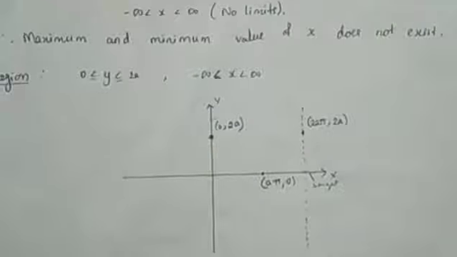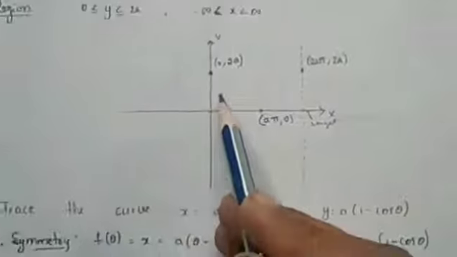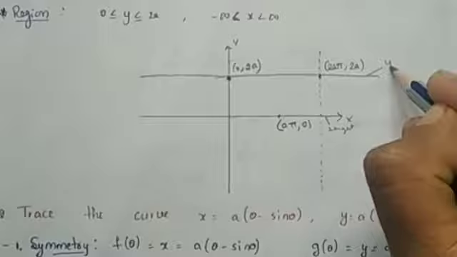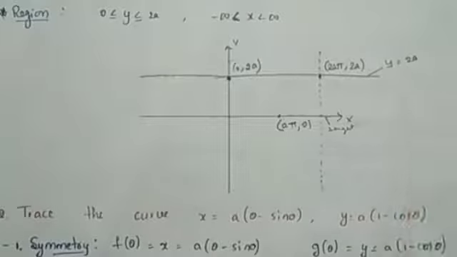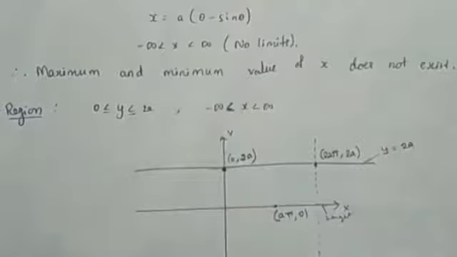The next point is maximum and minimum value. Y lies between 0 to 2a. This is the line y is equal to 2a. And x lies between minus infinity to plus infinity.